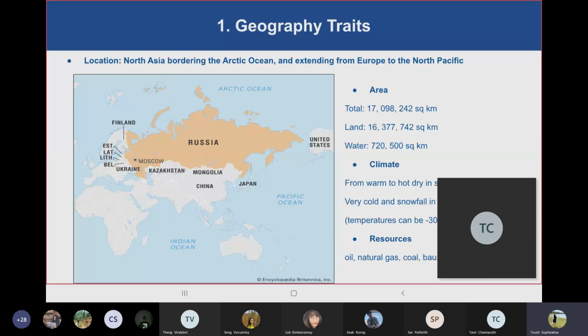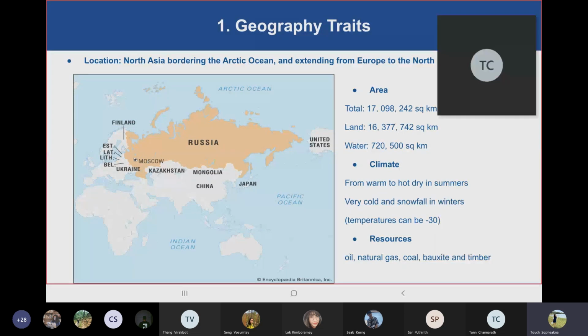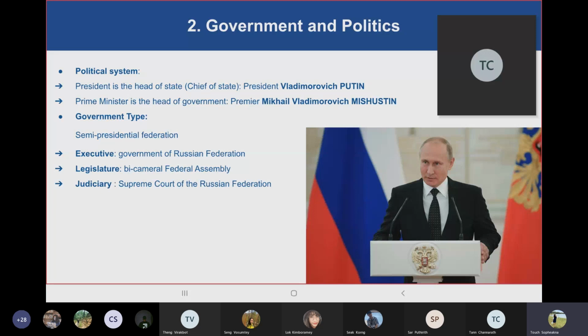So as you all know, Russia is the largest country in the world, located in North Asia, with a total area of 17 million square kilometers, in which 95% is land and another 5% is water. The climate in Russia is hot and dry in summer, and in winter, as you all know, it is pretty cold. Russia is also rich in resources such as oil, natural gas, coal, bauxite, and timber.